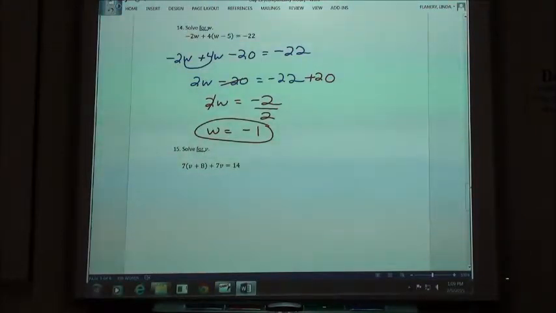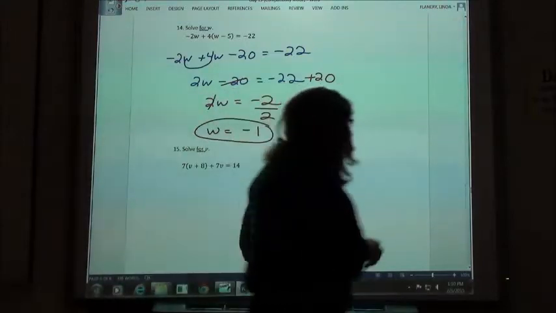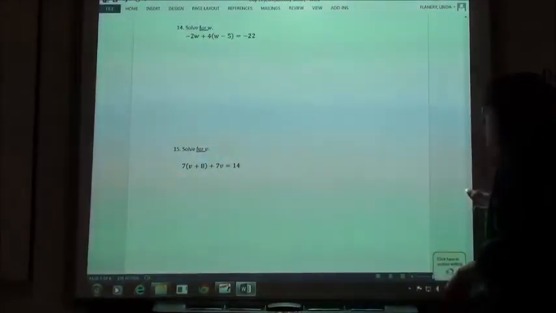Then we had to solve that for W, so we get not 1, but negative 1. The same thing those girls are doing. I know. Positive divided by negative is a negative. All right.